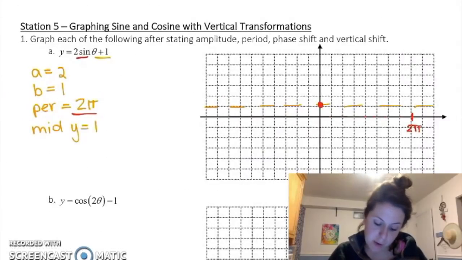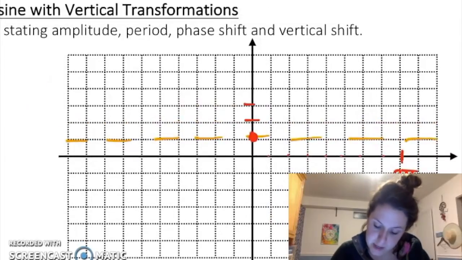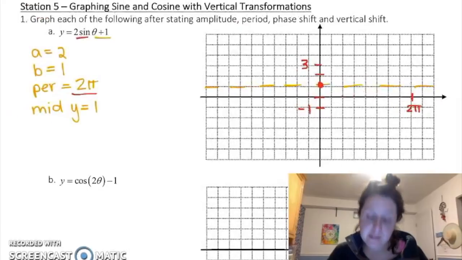And I know that the amplitude is 2. So from 1, it will go up 2, and it will go down 2. So this is 3, and that's -1. And so those will be my max and my min. So let's graph what we know.